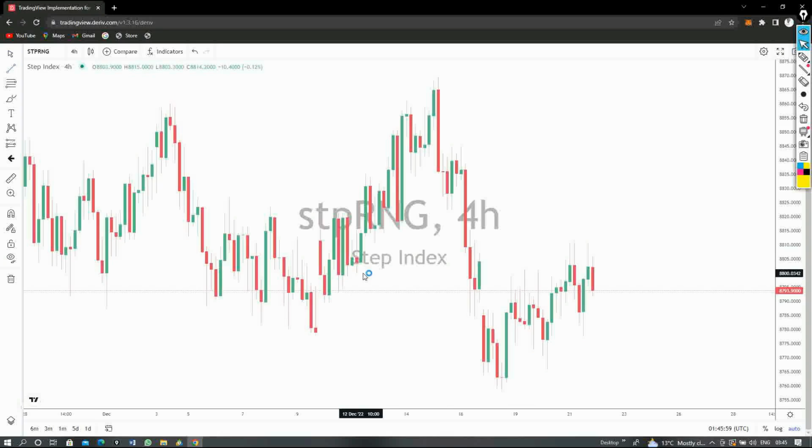So what we're going to do now, we're going to start by marking our support and resistance. Where is our support and resistance? Let me show you where our support and resistance is.